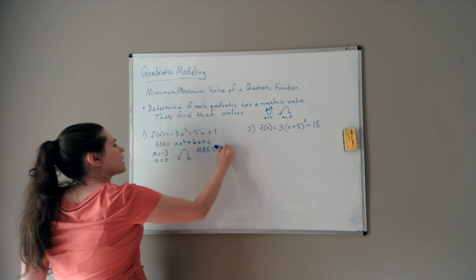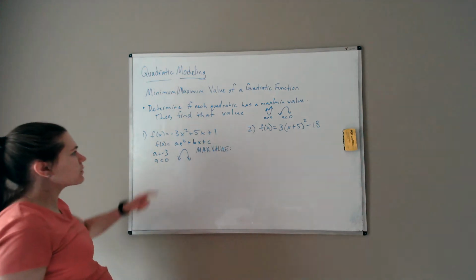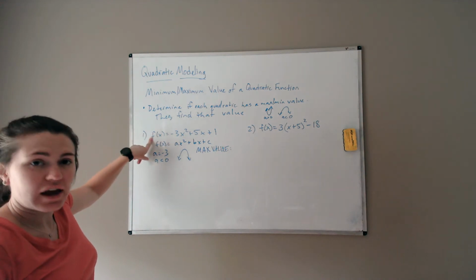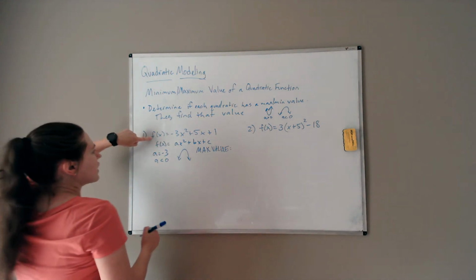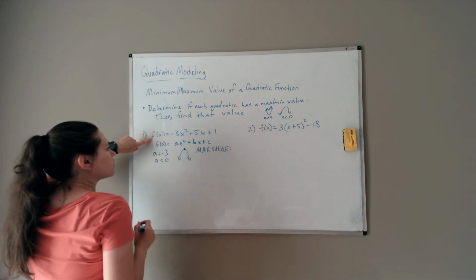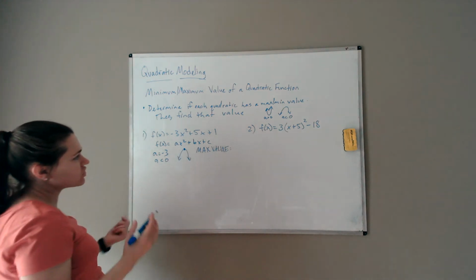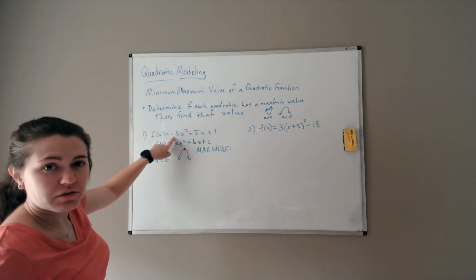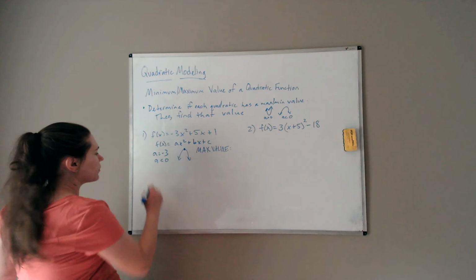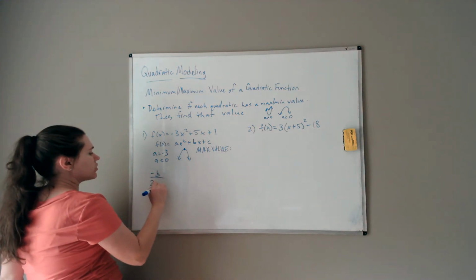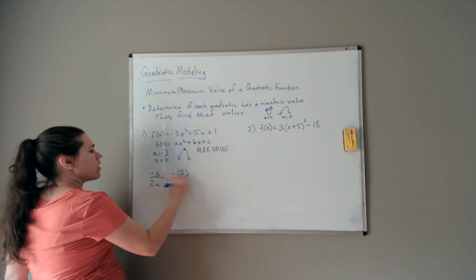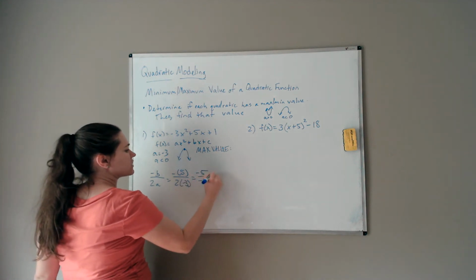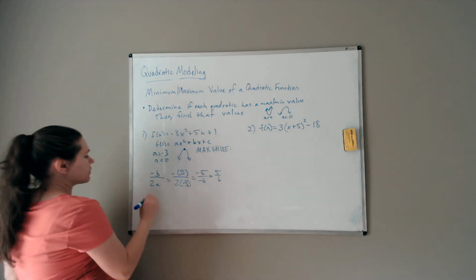So now we have to find the maximum value. Remember, the maximum value is the largest output that this function can produce. To figure that out, you need the y-coordinate of the vertex. But we can't just get the y-coordinate of the vertex. The first thing we can grab is the x-coordinate of the vertex, which in standard form is negative b over 2a. So that's negative 5 over 2 times negative 3. That's negative 5 over negative 6, so that's 5/6. So then we plug that in.